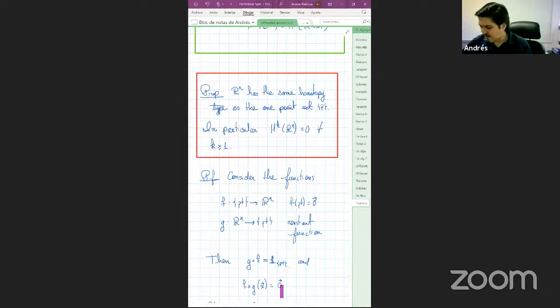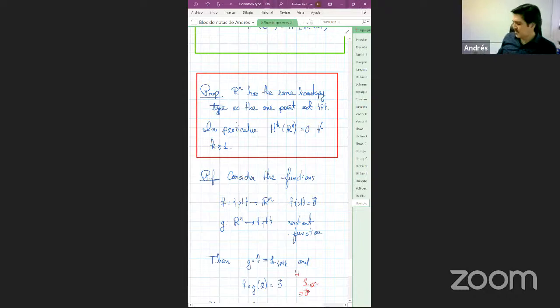Okay, so now you have to think about this. I need an H that goes from this map to the constant map. Any ideas of what is the homotopy? At one point, you have the identity. At the other point, everything collapses to the origin.